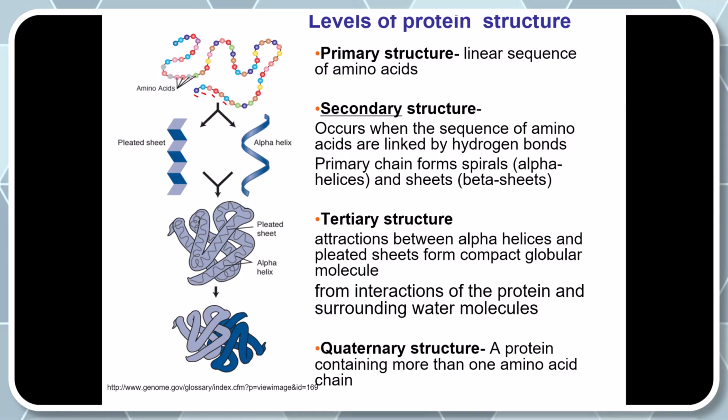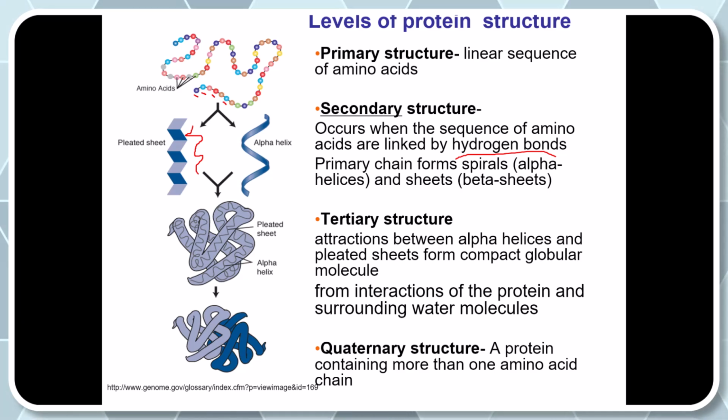The secondary structure happens when the amino acids start to hydrogen bond with each other, and it forms these pleated sheets or alpha helices, which I guess my pleated sheet sort of looked more like the alpha helix, but you get the idea there. They're hydrogen bonding with each other.